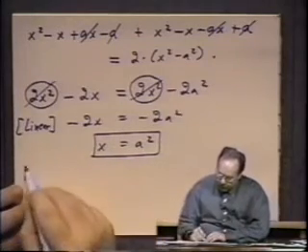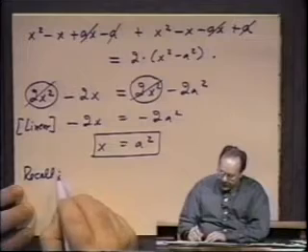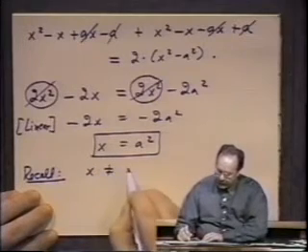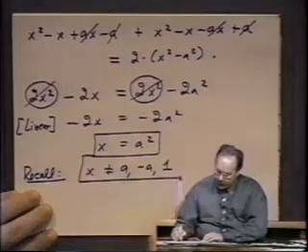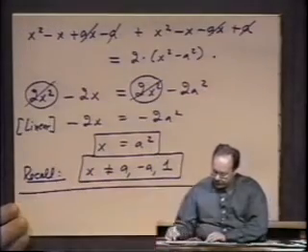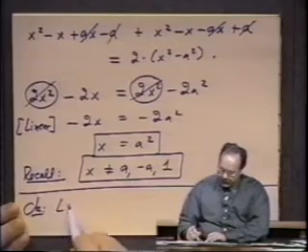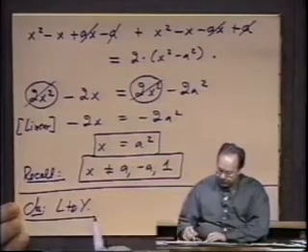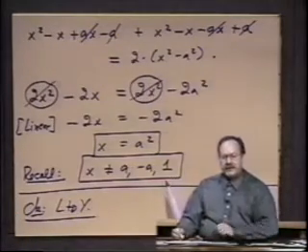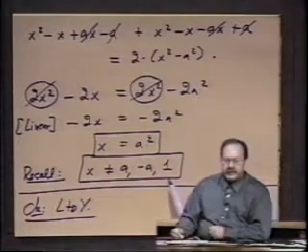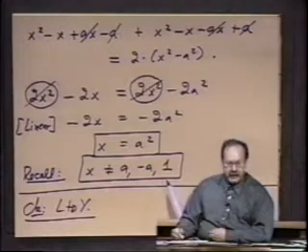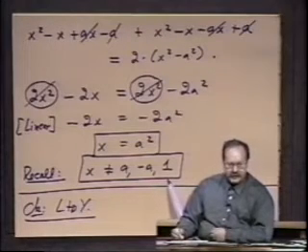And recall, the domain said that x could not be a, minus a, or 1. So that is the solution. The check I will leave to you. But that's the solution, x in terms of a. That answers the first part of the question. What are the solutions? Solve for x, x equals a squared, where a is that arbitrary constant.